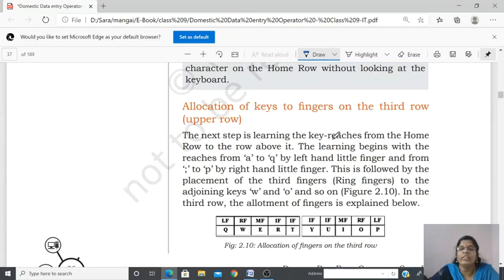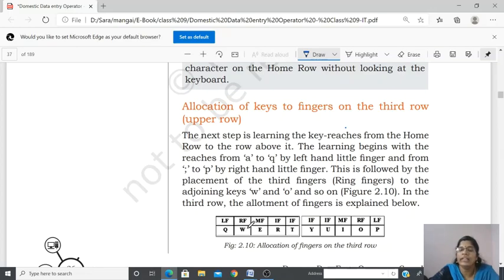In the third row, how do we keep and move our fingers? Normally our fingers will be on the middle row with the home keys, right? We only have to lift our fingers to type the keys in the upper row, that is the third row. Normally the little finger is on A. If you want to write W, you have to use the little finger.